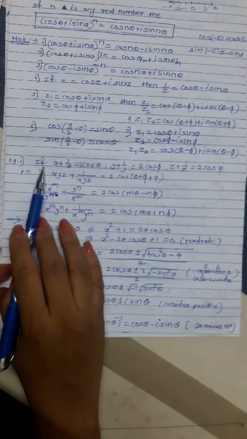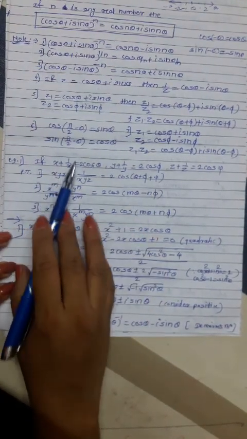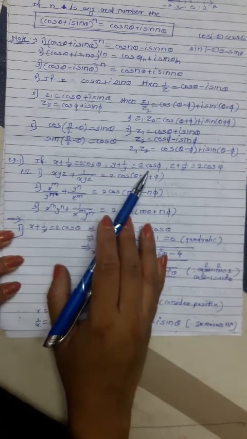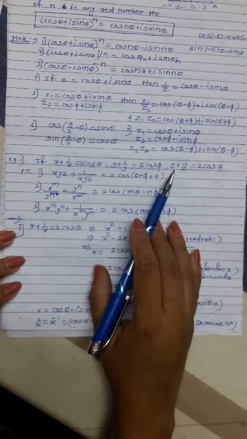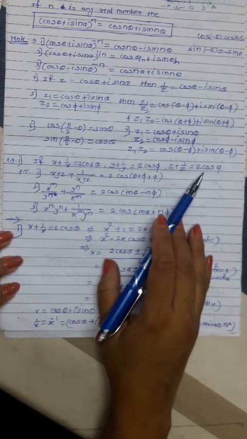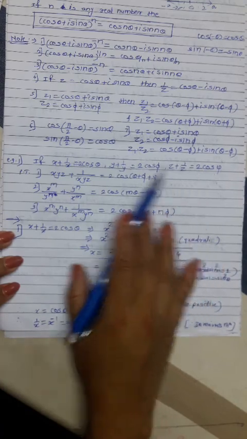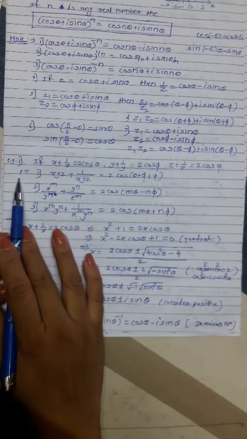Example number 1. The given things are: x plus 1 by x is equal to 2 cos theta, y plus 1 by y is equal to 2 cos phi, and z plus 1 by z is equal to 2 cos psi. These are the three different angles. This is the given thing. What we have to prove?